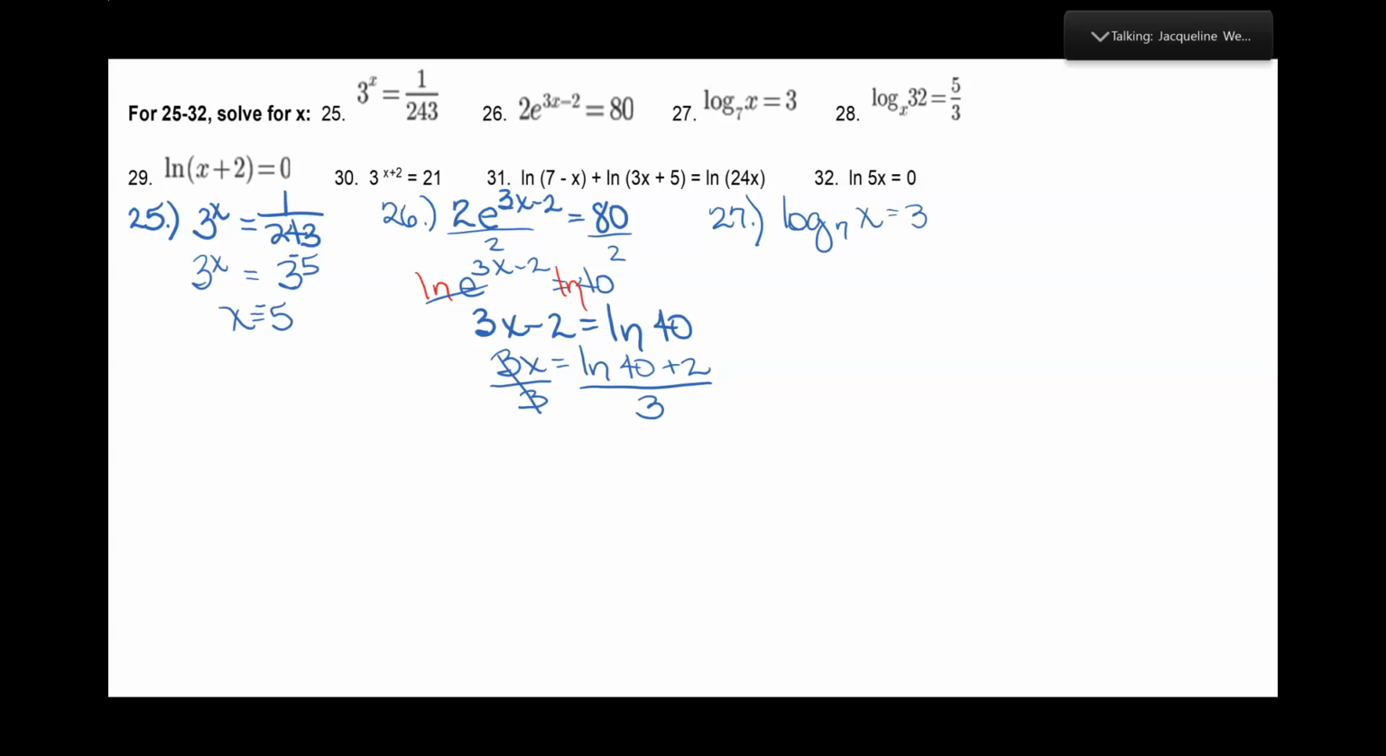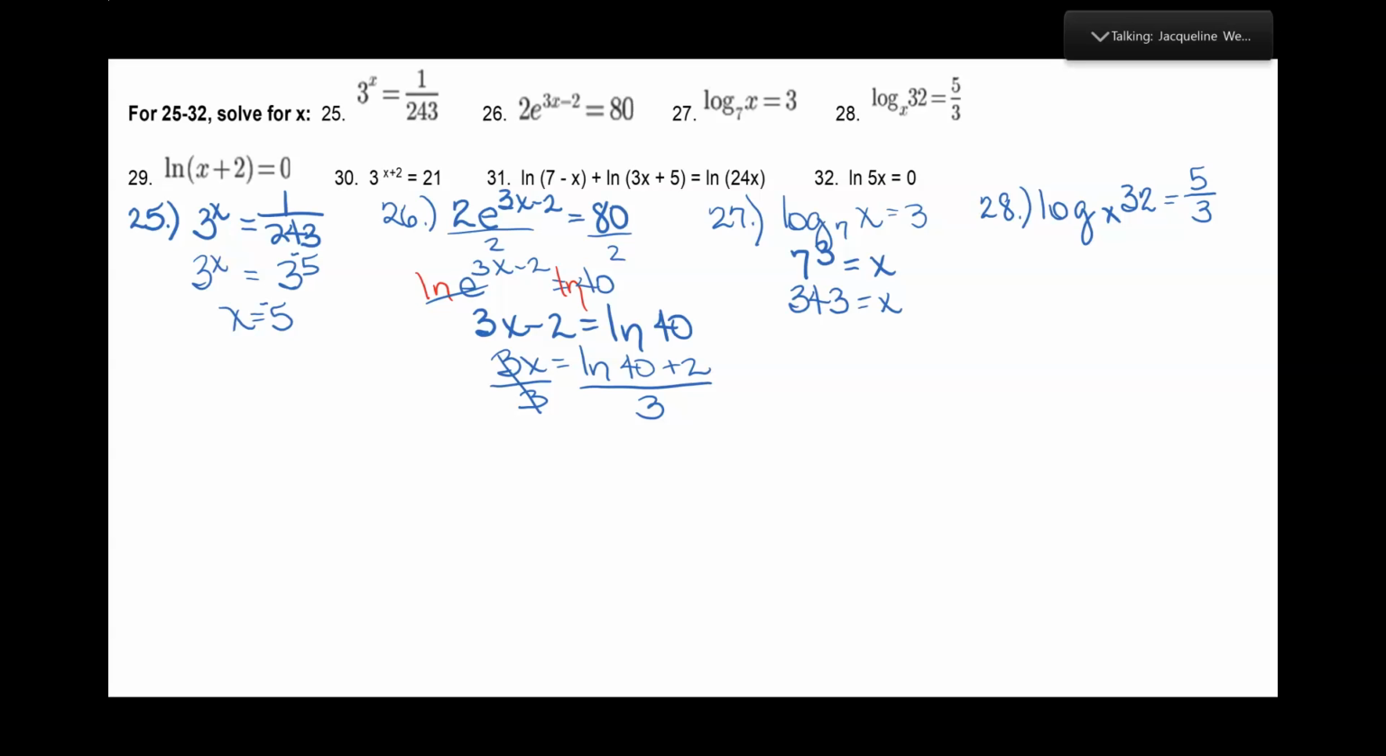Okay? All right, 27. What do we do with a logarithm? What's the first thing we do to it? Put it exponential. So what would that be in exponential form? What would it be in exponential form? Yes, 7 to the 3 is equal to x, all right? So then we're just doing 7 cubed. So 7 times 7 is 49 times 7 is 343.